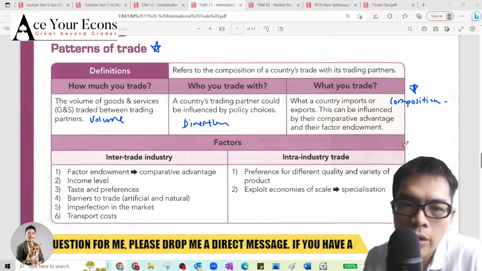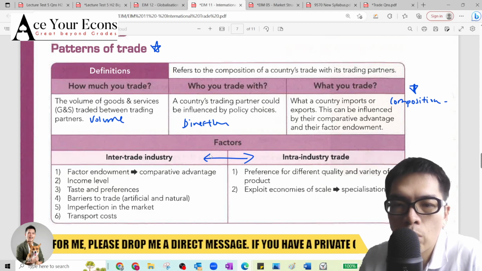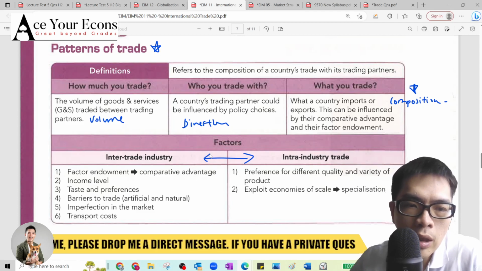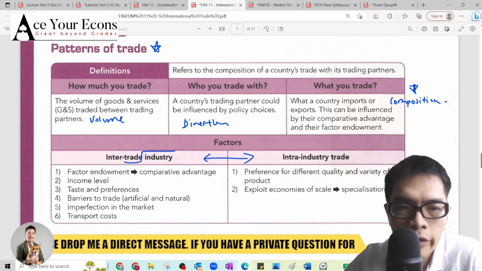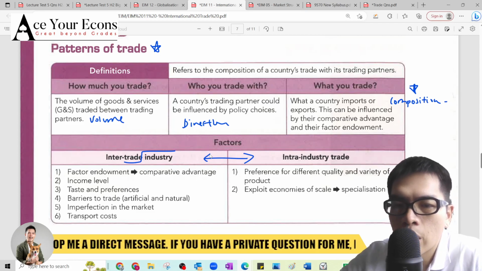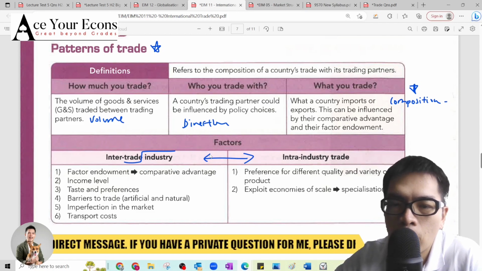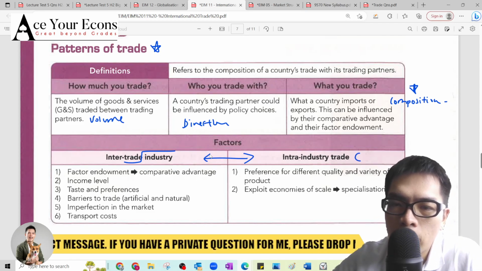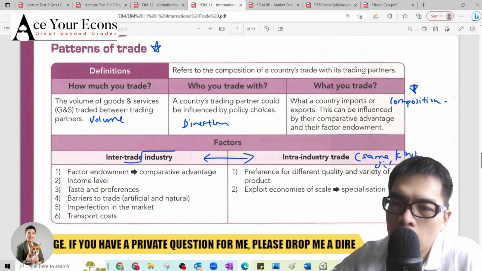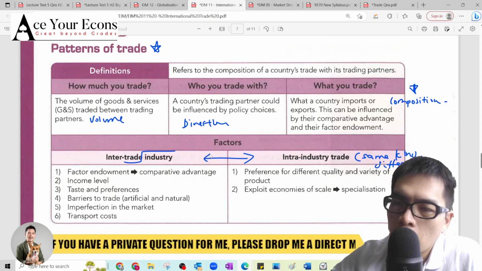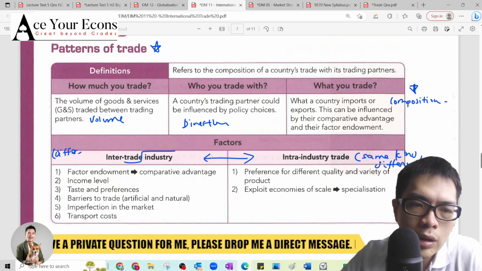And for patterns of trade, you will want to differentiate between the two. Is it inter-industry trade or intra-industry trade? Please flip this for students who haven't flipped this. What's the key difference? Okay, I think just now somebody brought up: intra-industry trade, we are looking at the same kind of goods, but differentiated. Inter-industry trade, we are looking at different kinds of goods.